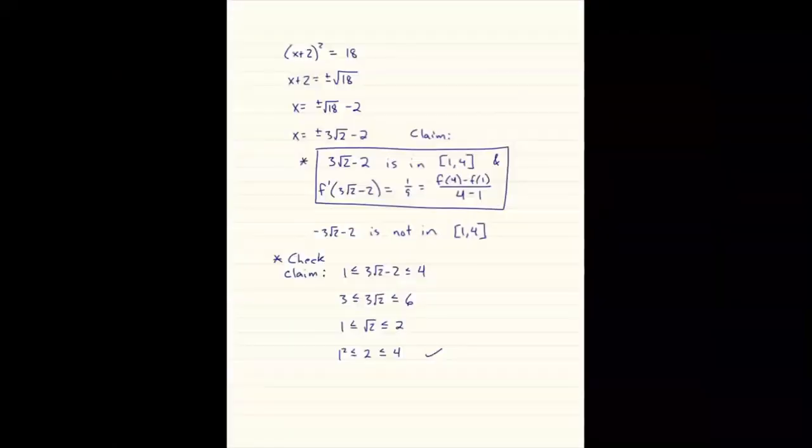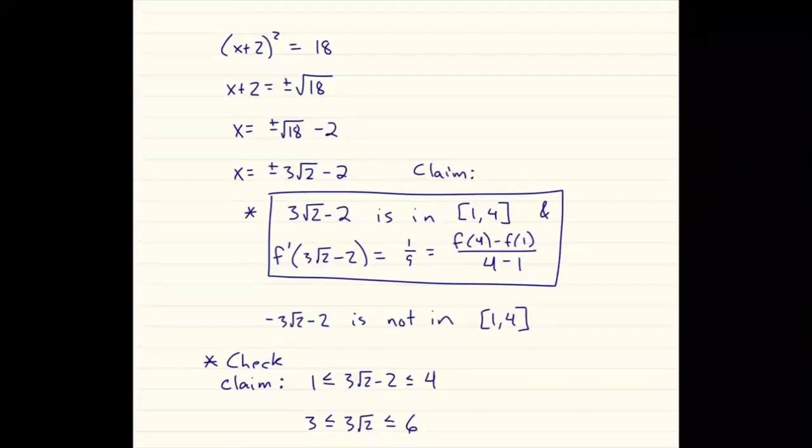So we know right away that -3 root 2 minus 2 is negative, and it's not in the interval 1 to 4. So we throw that one away. So now I'll claim, as my answer, that 3 root 2 minus 2 is in 1, 4. And we've already shown or seen that f prime of that number is equal to 1/9, which is equal to this side. So this is our link.